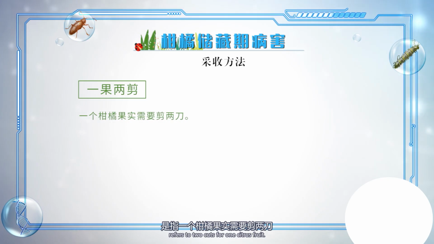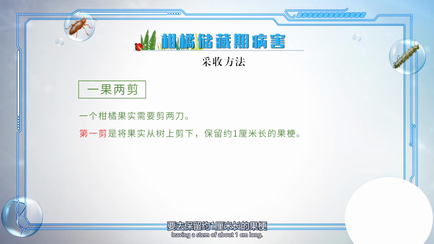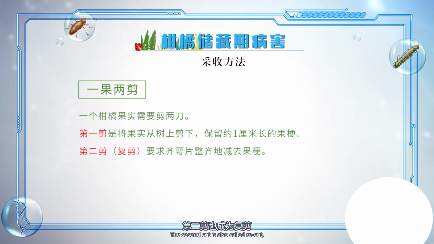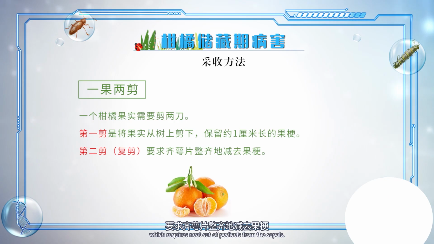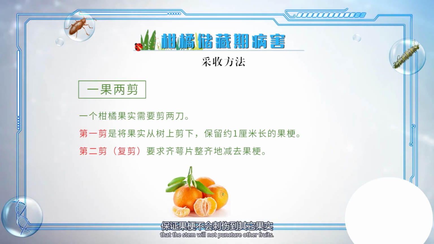Two cuts for one citrus fruit. The first cut is to cut off the fruit from the tree, leaving a stem of about 1 centimeter long. The second cut is also called recut, which requires neat cut of pedicels from the sepals. Recut requires a flat and smooth cut to ensure that the stem will not puncture other fruits.